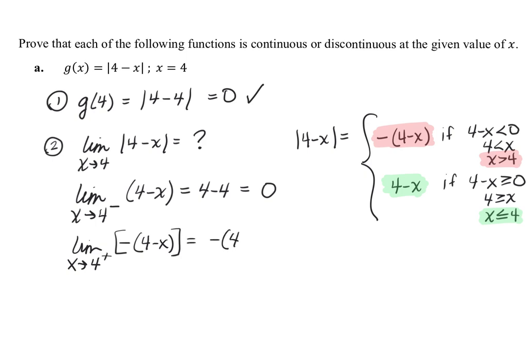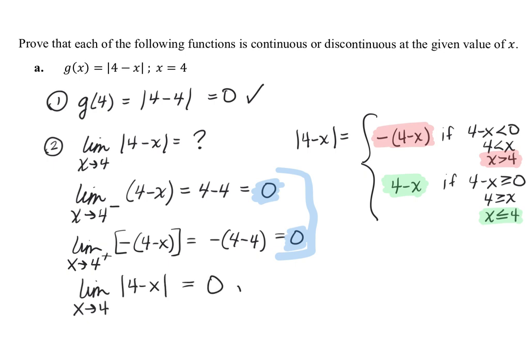So the opposite of 4 minus 4, which indeed is still going to give us 0. So what we have just proven with this second condition here is that the left-hand limit is equal to 0 and the right-hand limit is also equal to 0. Therefore, the limit does indeed exist. So the limit as x approaches 4 of the absolute value of 4 minus x is equal to 0. So the second condition has been met.